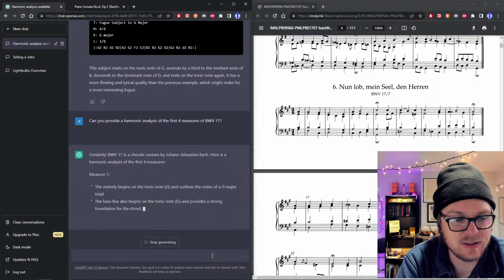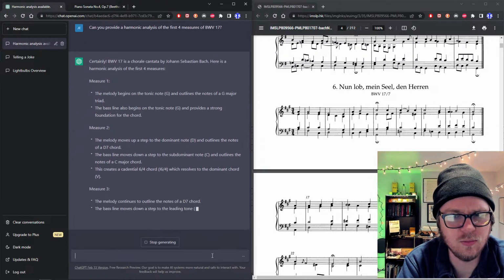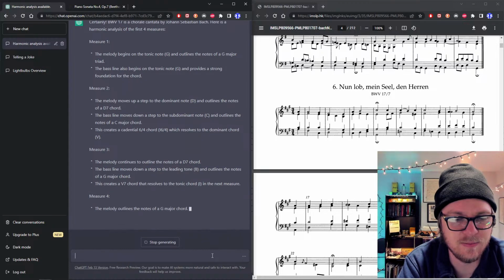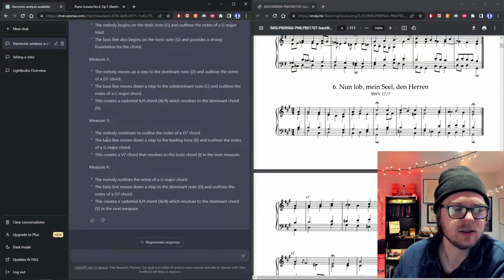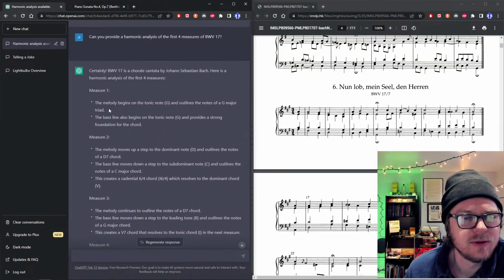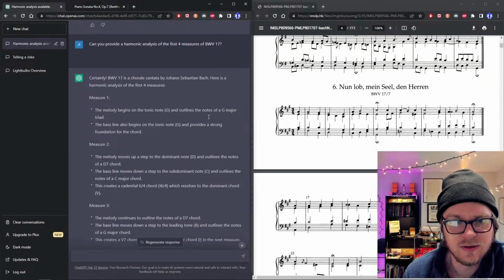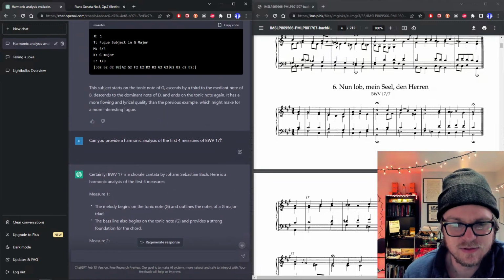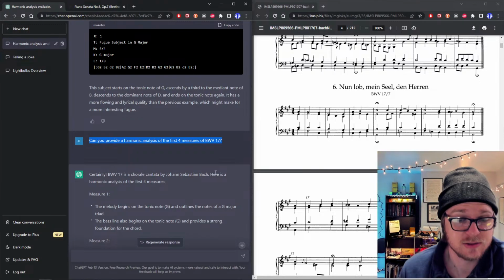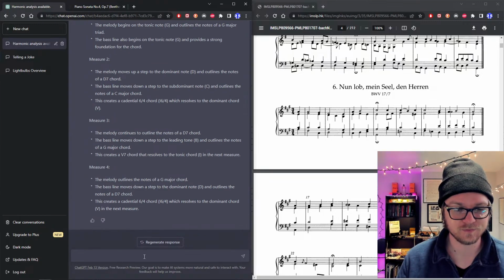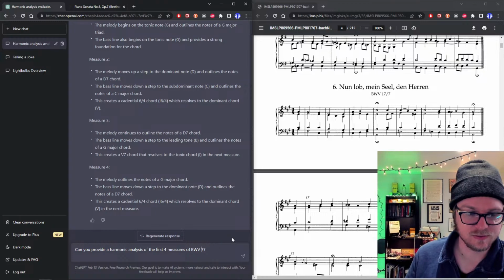Yes. Here's the harmonic analysis. Measure one, the melody begins on the tonic note G. What? Nope, it doesn't. Okay, got that wrong. This is in A major. Okay, maybe it's BWV 7. It's interesting, it's good that it knows that. Maybe it could be BWV 7. I don't know.